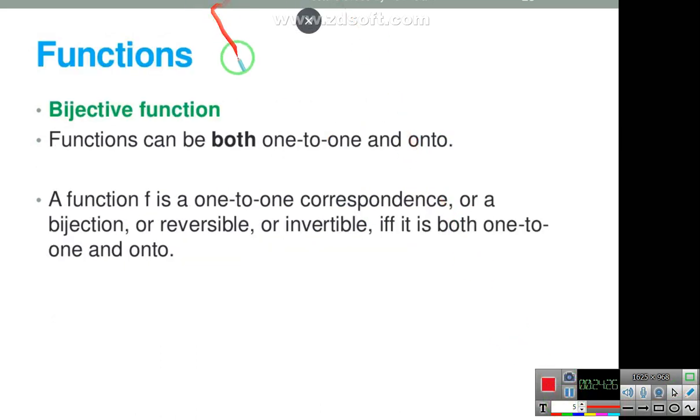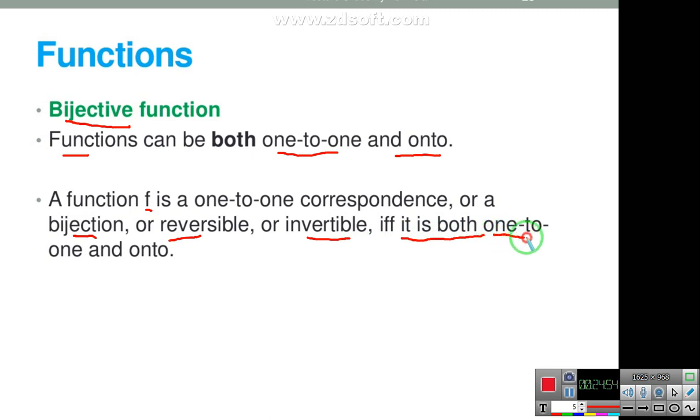So now coming to another type, the bijective function. So what is a bijective function? Those functions that are both one-to-one and onto. A function which is both one-to-one and onto is called a bijective function. Or a function f is called a one-to-one correspondence, a bijection, reversible, or invertible if it is both one-to-one and onto, and you know about one-to-one and onto functions.